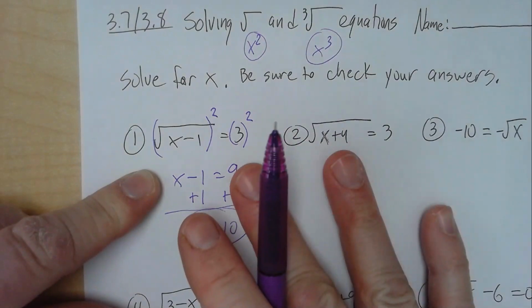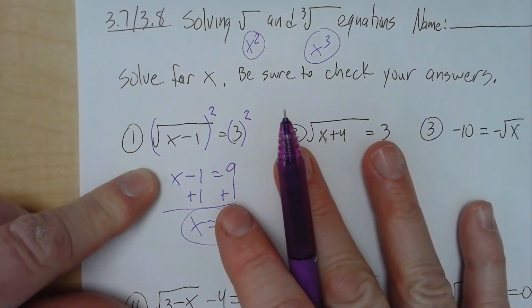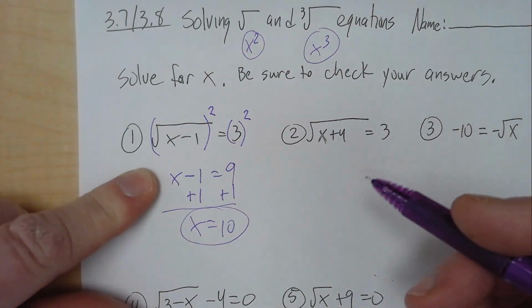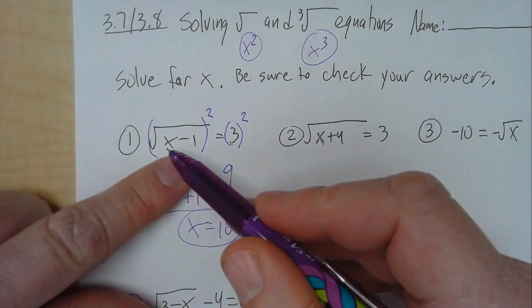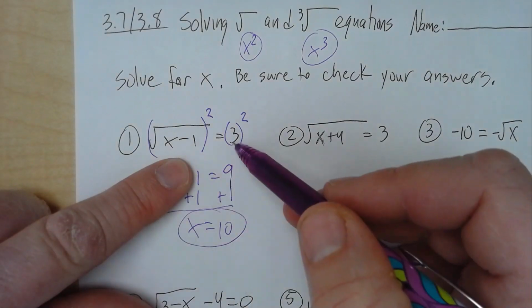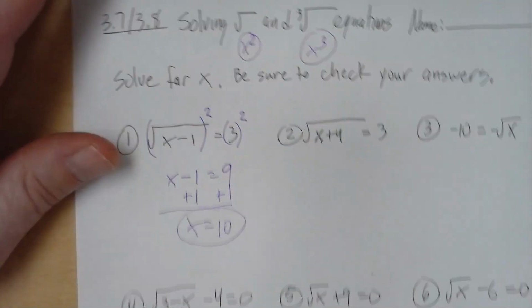All these problems on the front page you need to check because you can get the wrong answer because you're turning it into a different kind of equation. So I'm going to put the 10 back in here. 10 minus 1 is 9, the square root of 9 is 3. That's good. We move to the next question.